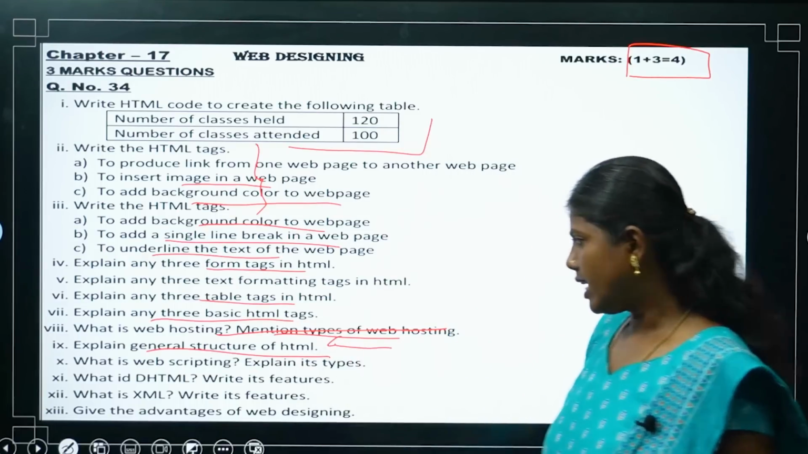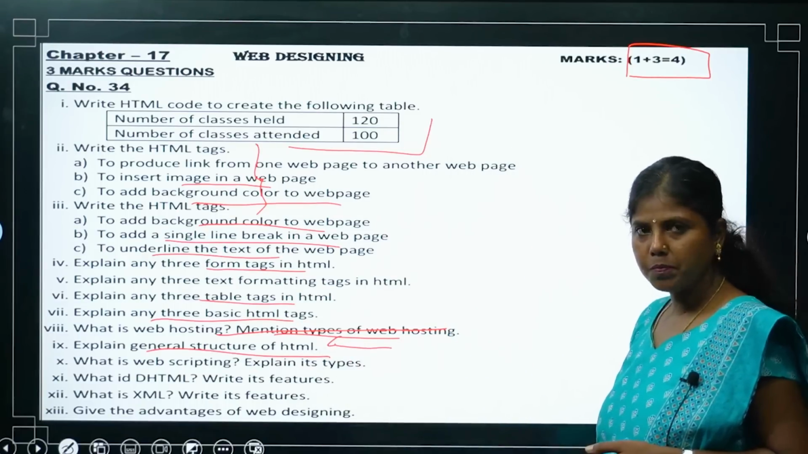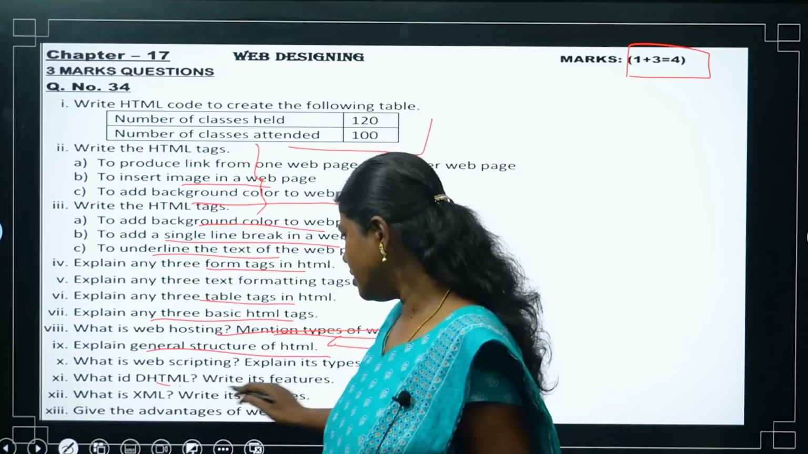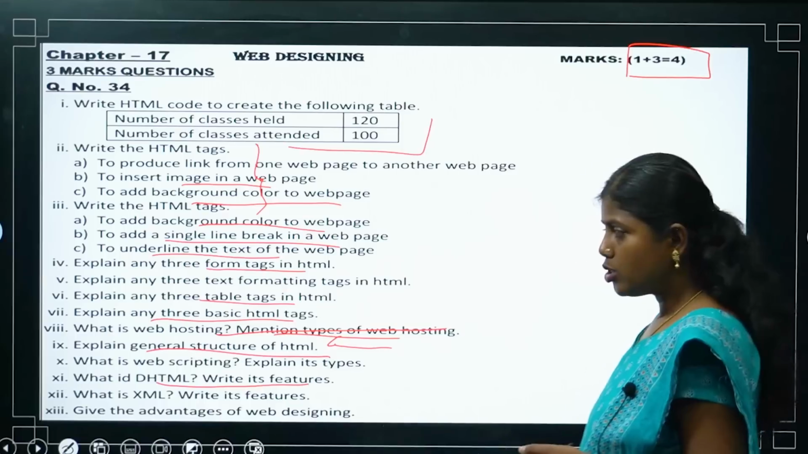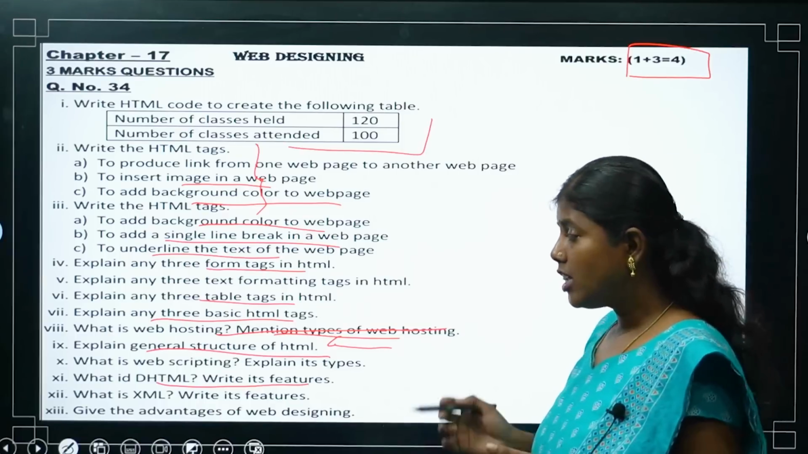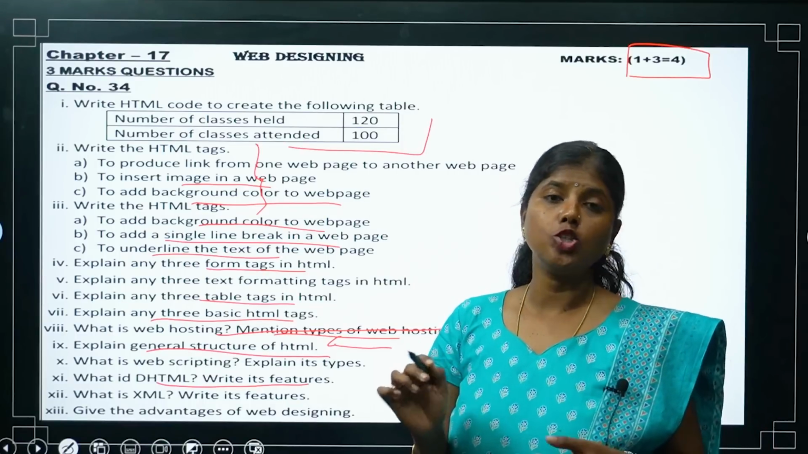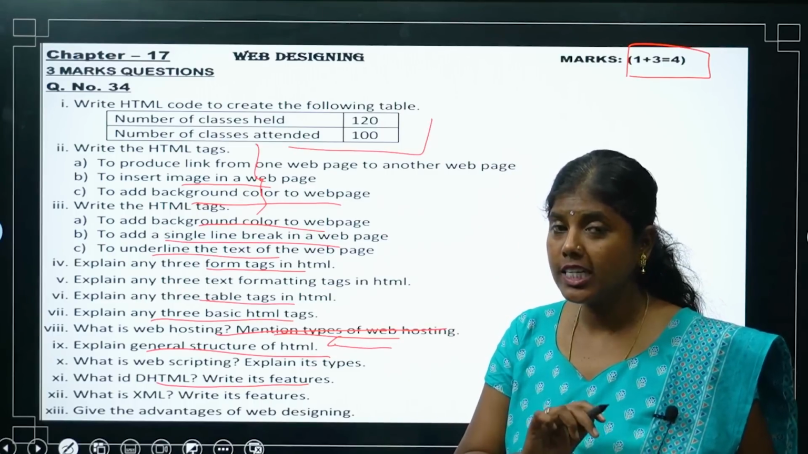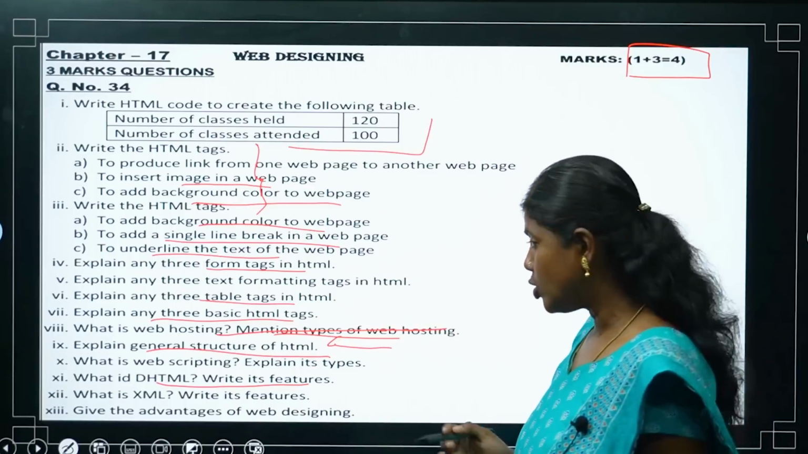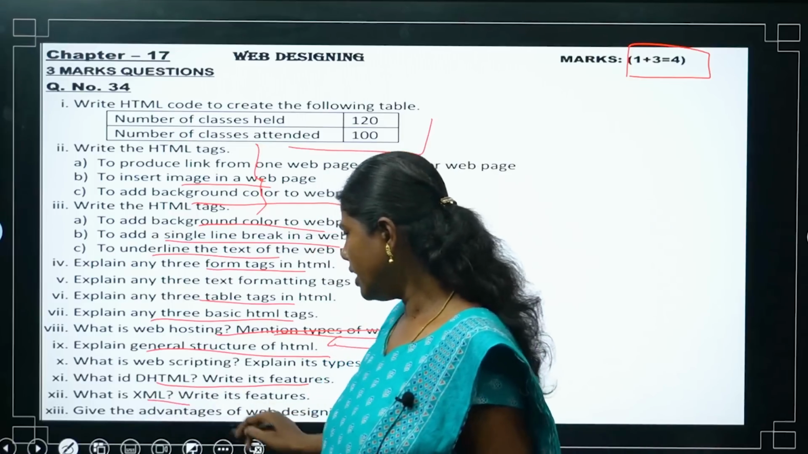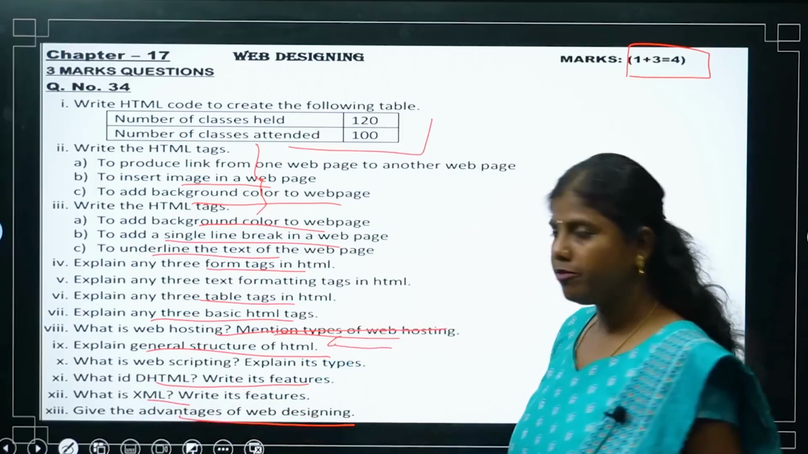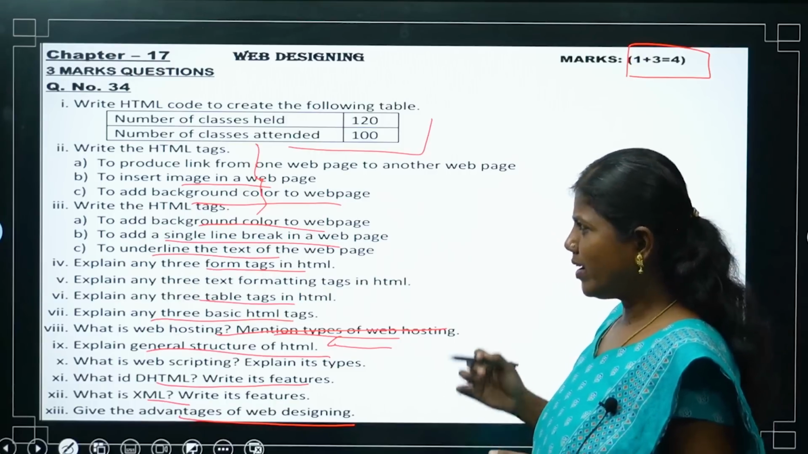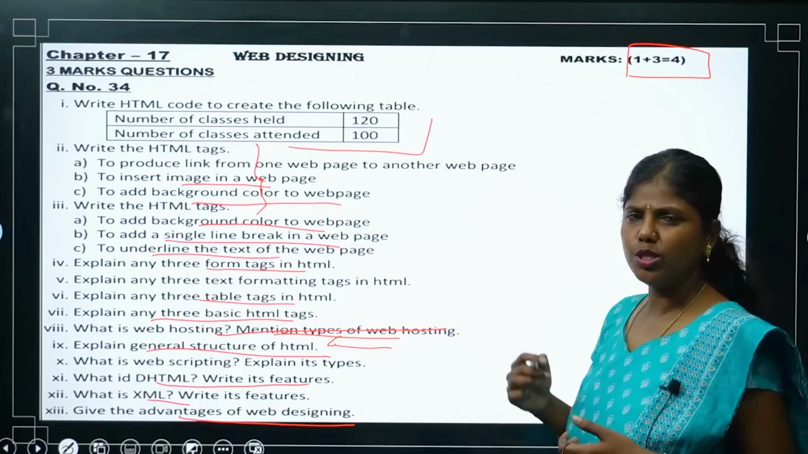Web scripting: explain the types of web scripting, client-side scripting and then server-side scripting. DHTML and write its features. DHTML is dynamic hypertext markup language. They may ask for the difference between XML and HTML also. XML is not a scripting language. Remember that. Then, what are the advantages of web designing? Such questions are frequently asked from this chapter. So you need to go through this.